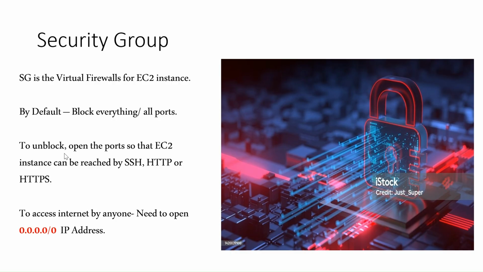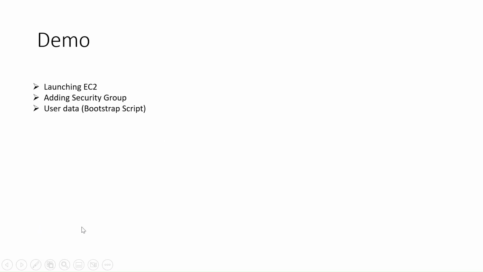For example, if I have a website, then I have to unblock SSH, HTTP, HTTPS, so that people can access that. And if somebody wants to access over the internet, then we have to unblock 0.0.0.0/0. This IP address is for anyone over the internet to use our services. I'll show you in the upcoming slides how to do this.